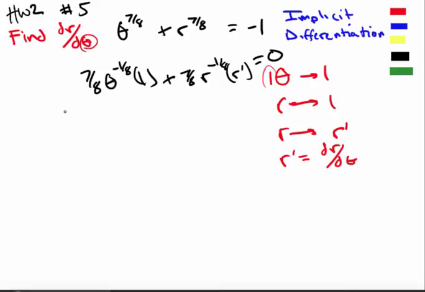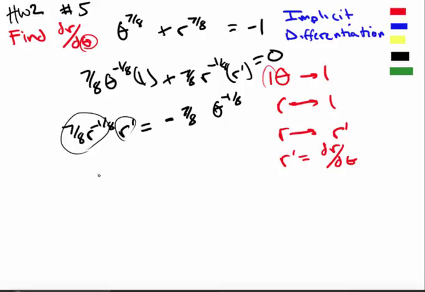And so if we were to go down and then isolate r prime, we'd get 7/8 r to the -1/8 times r prime equals -7/8 of theta to the -1/8 power. And so now we want to find r prime, so we divide by this 7/8 r to the -1/8, and we get r prime is equal to -7/8 of theta to the -1/8 over 7/8 r to the -1/8.